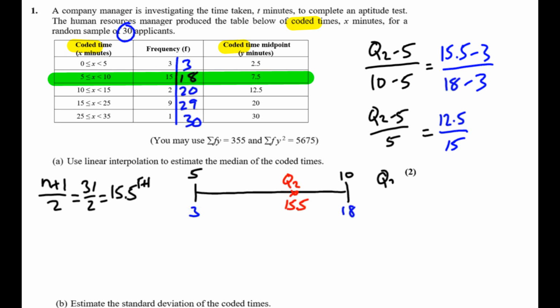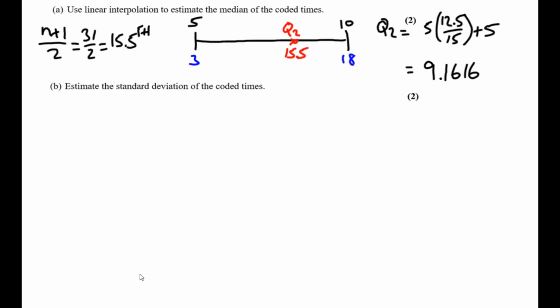So, okay, all of that into your calculator. Right, and we get 9.1616 as my median.